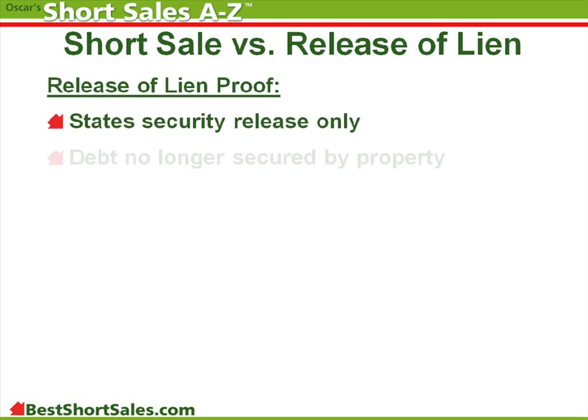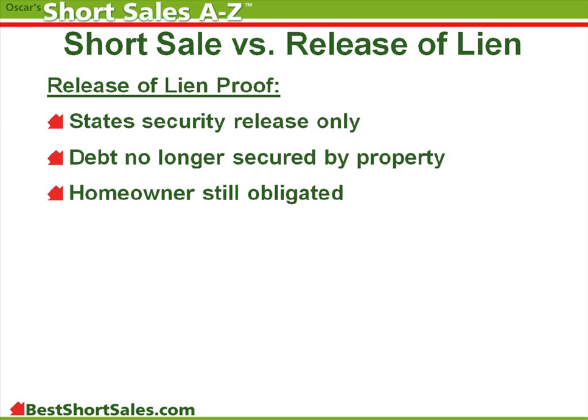Release of lien proof. The hallmark of a release of lien is that the creditor states the fact that only the security on the property is released. It clearly outlines that the debt will no longer be secured by the property, but that the homeowner is still obligated to perform on the obligation.